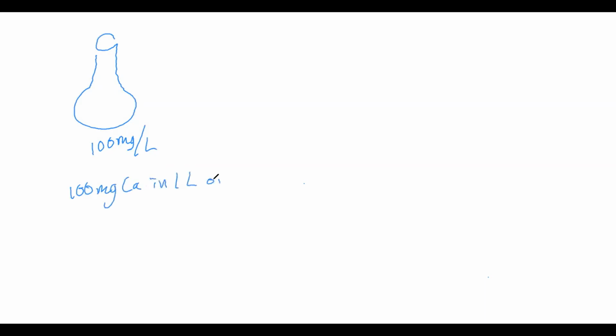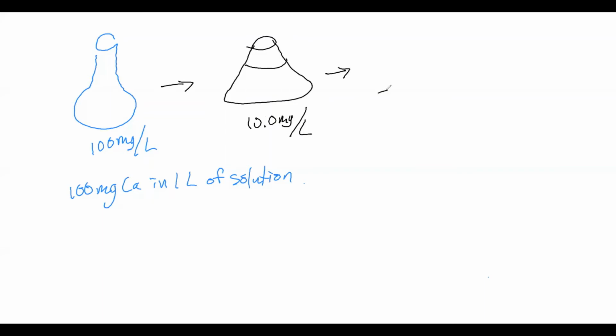When we're looking at our standard solutions, we're going to do what we call a serial dilution. So we're taking a flask that has our solution, which is 100 milligrams per liter. That's the concentration of it. What that is saying is that there's 100 milligrams of calcium in 1 liter of solution. We're also going to make a solution that's 10 milligrams per liter. We're going to make another one that's 5 milligrams per liter. And we're going to make a third one that's just 1.00 milligrams per liter.